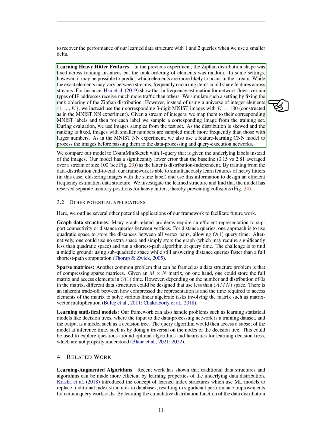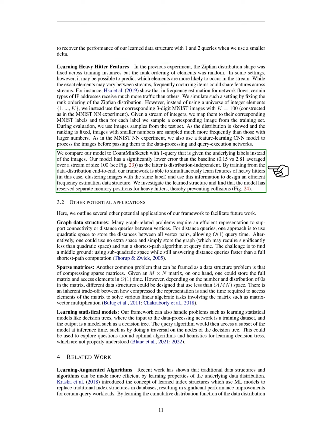We employ a feature learning CNN to process these images before they are passed to our networks. We compare our model to count-min-sketch, which uses labels instead of images. Our model shows significantly lower error rates, demonstrating that by training on the data distribution, we can learn features of frequently occurring items and design an efficient frequency estimation structure. We find that our model allocates separate memory for these frequent items, reducing collisions.